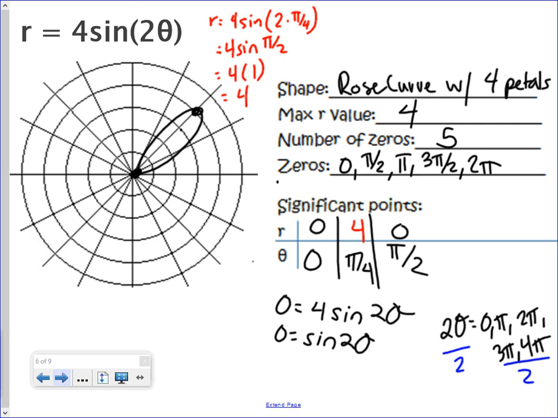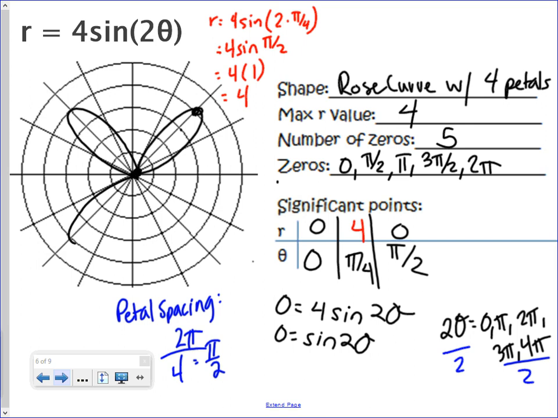For the other petals, I'll just use my petal spacing. So I'm going to take 2 pi divided by the number of petals, which is 4. So all my petals should be separated by 90 degrees, or pi over 4, or sorry, pi over 2. So my next petal should be at 3 pi over 4, 5 pi over 4, and 7 pi over 4.